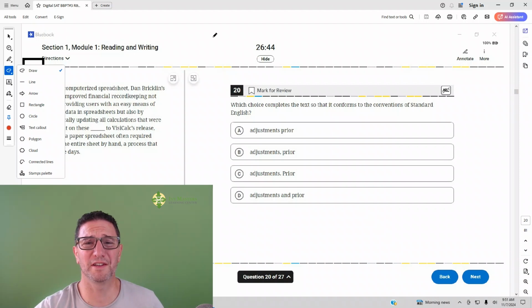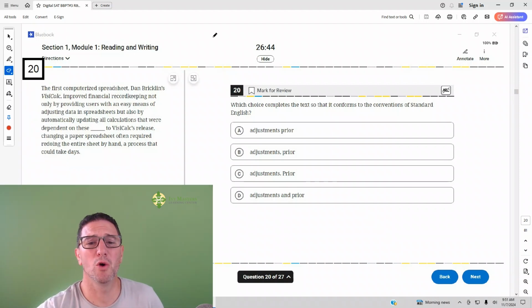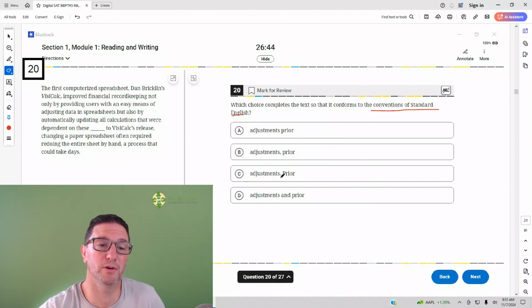Question from the Digital SAT Test 3 Module 1. Number 20 is asking about the convention standard English. When that's a question, you want to look at the answer choices first. According to answer choice C, there's a period. So we want to see if there's an independent clause before and after.